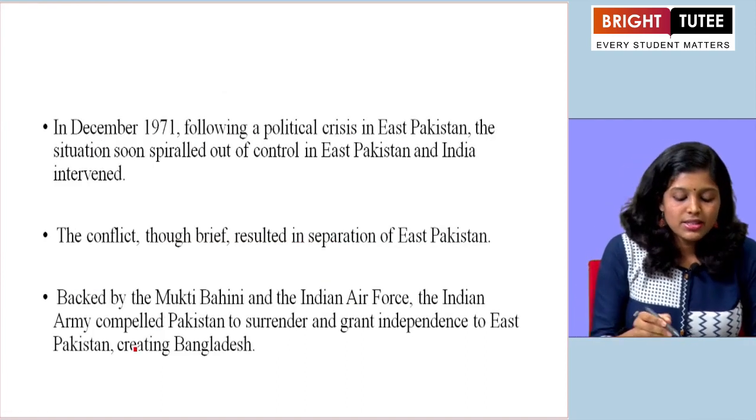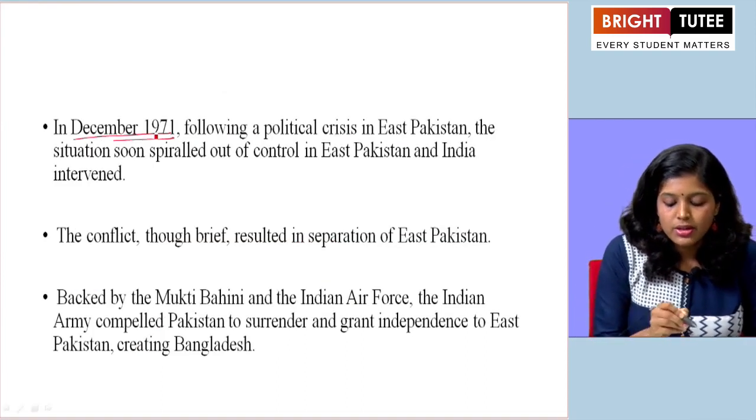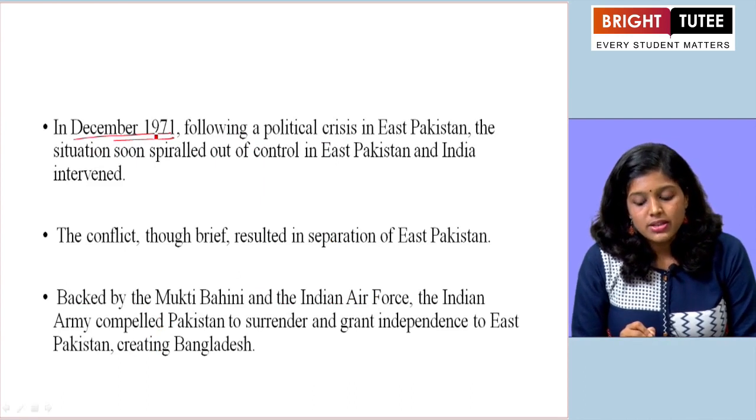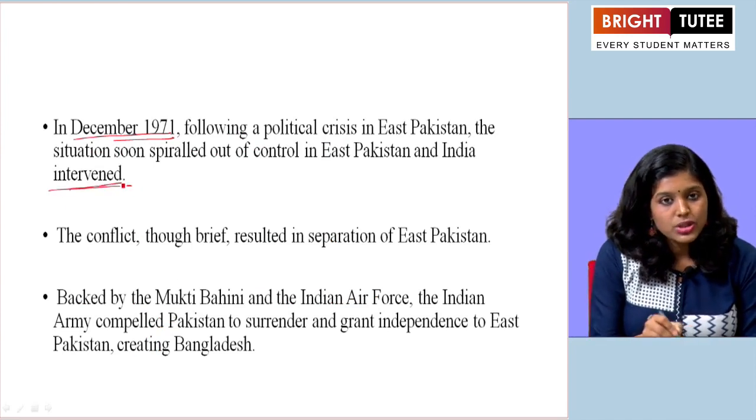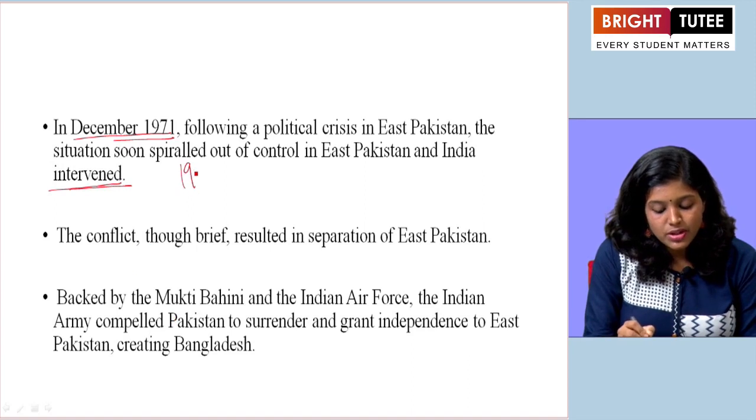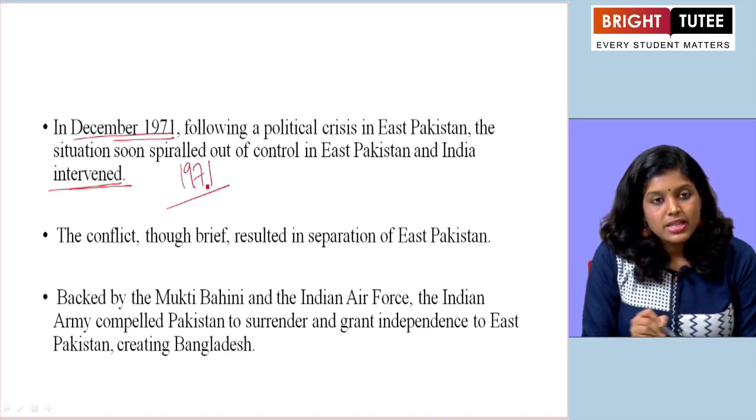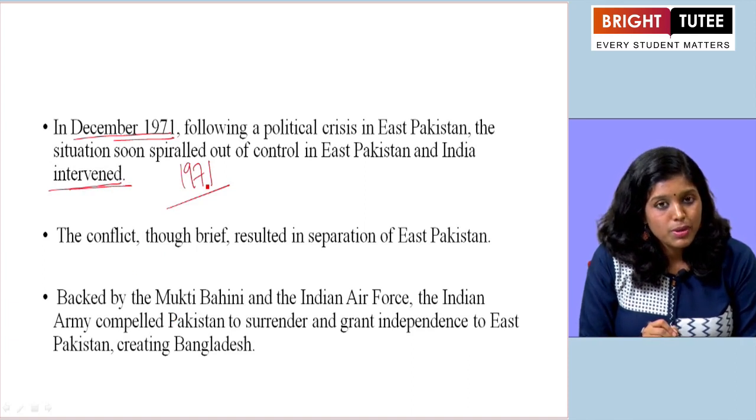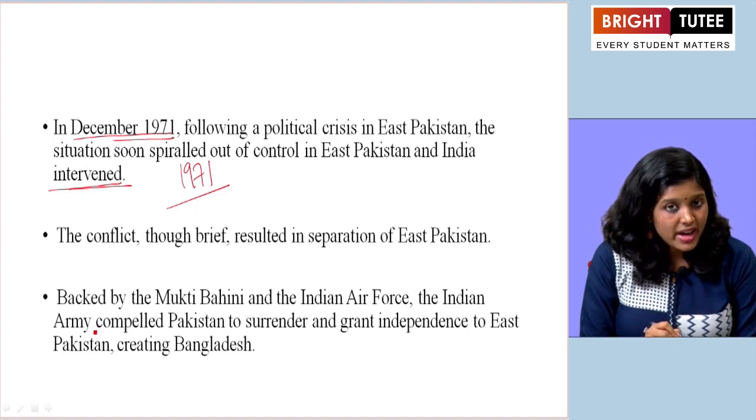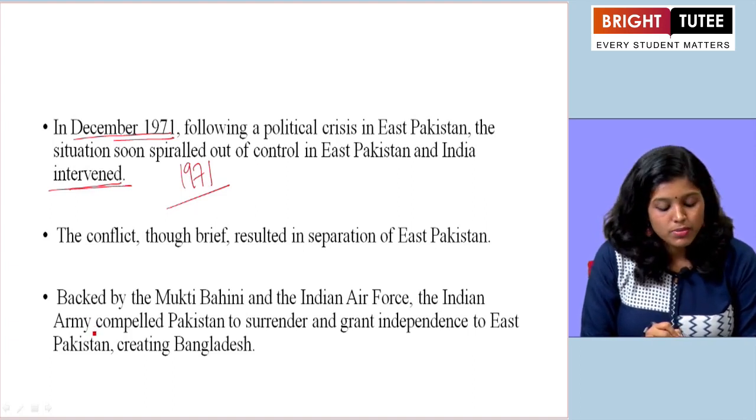And we see that in December 1971, following a political crisis in East Pakistan, the situation soon spiraled out of control in East Pakistan and India had to intervene. In 1971, in the eastern part of Pakistan, there were several issues the people were facing and there were demands made, and India had to intervene in this problem.